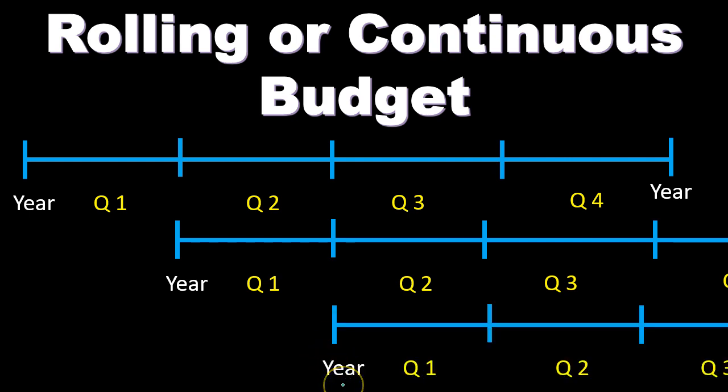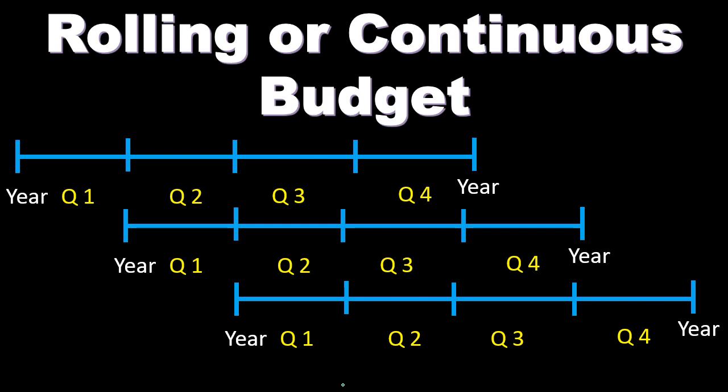We'll do the same thing for the next quarter, so it would look something like this. We have the standard yearly budget, and then a quarter goes by. We're going to reset the budget. We're going to look out a year based on that new information.